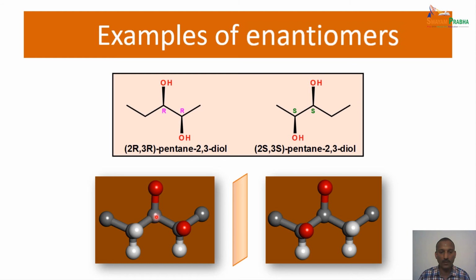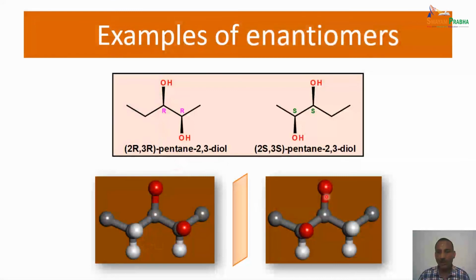In this particular case the highest priority group is here on the top. Here the second one is having carbon and oxygen. Here it is carbon and hydrogen. So the second priority goes to this one, and this is the third priority one. Obviously the hydrogen is behind, so we can directly assign the RS notation 1, 2, 3. So it is in the clockwise direction. So this is the R isomer.